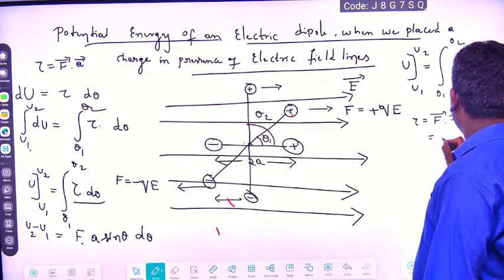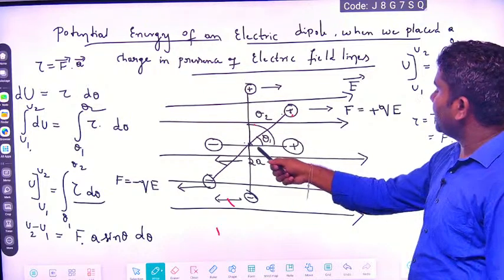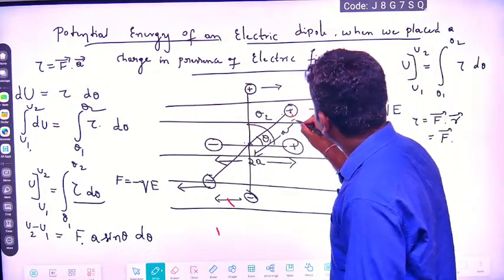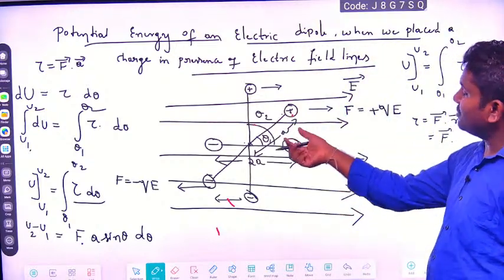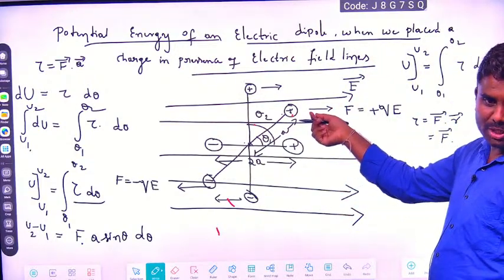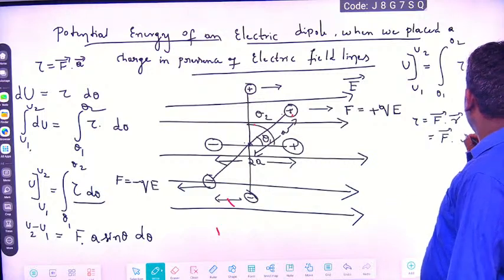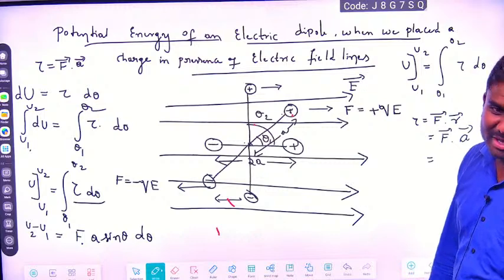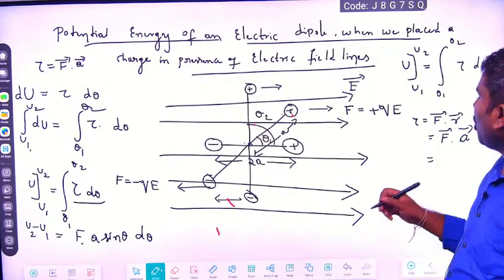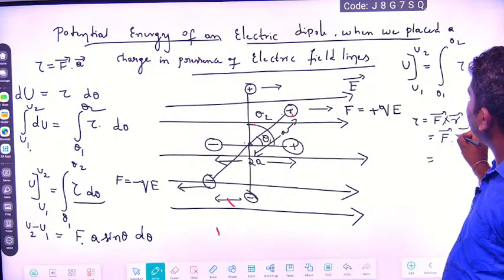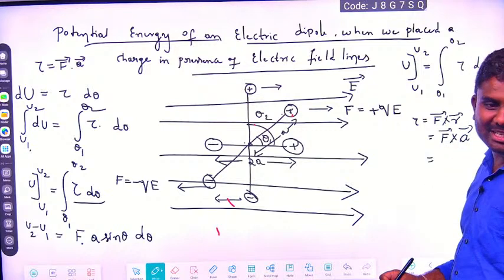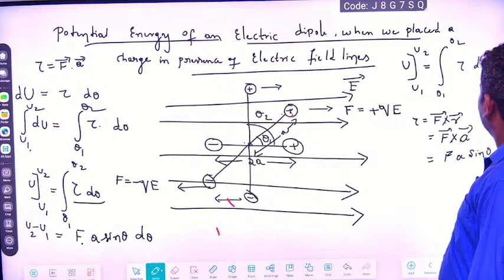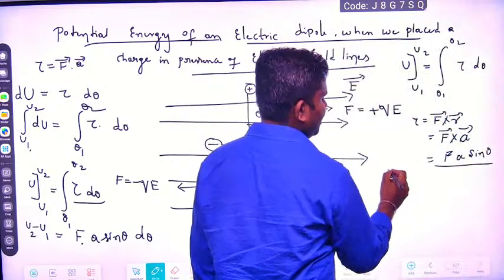But what is the displacement here? The distance between the center and the charge, A. So that is F vector dot A vector. Now, which product will come? Torque is not a dot product but a cross product, because it is a vector. So F vector cross A vector is FA sin theta. Substitute this here, then what will you get?